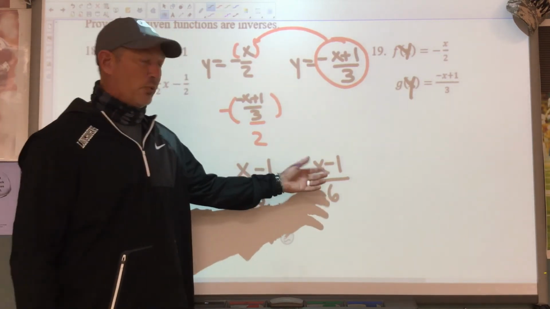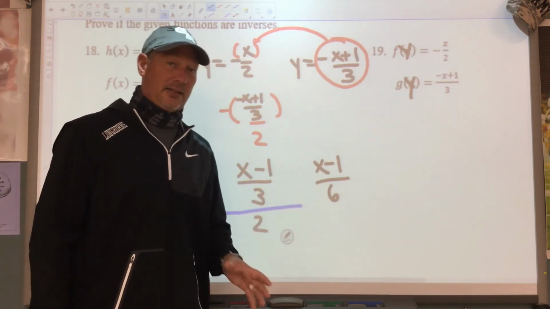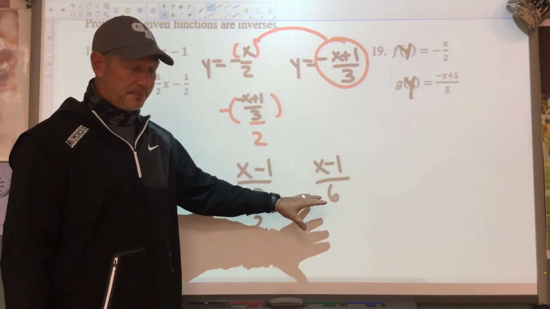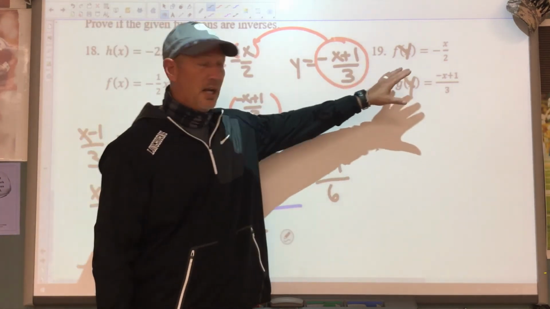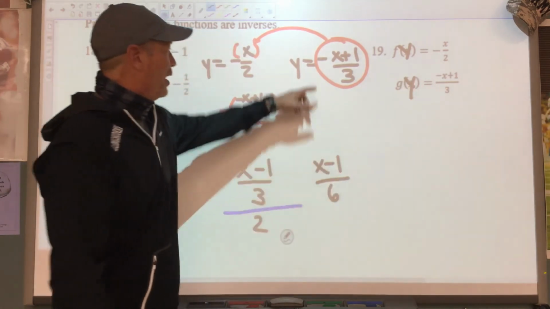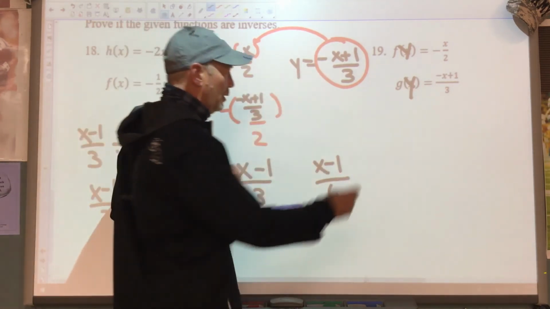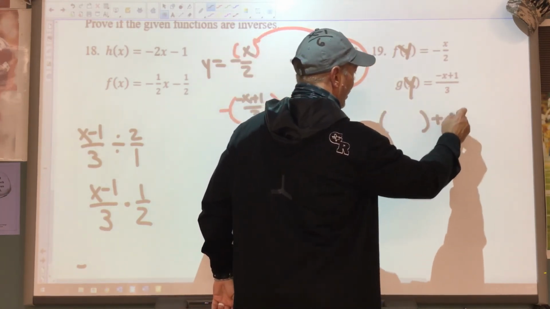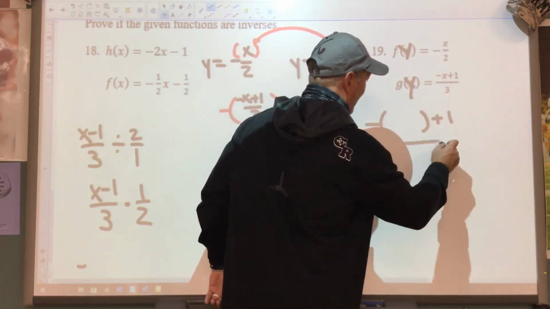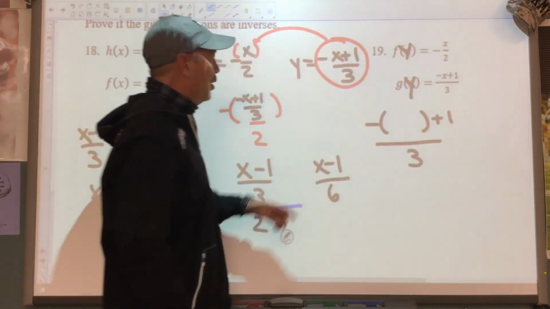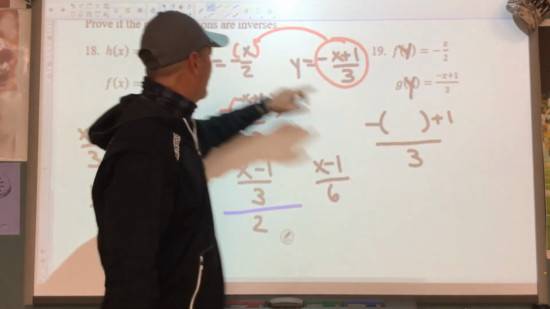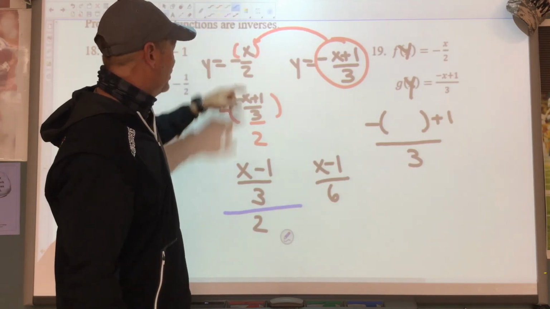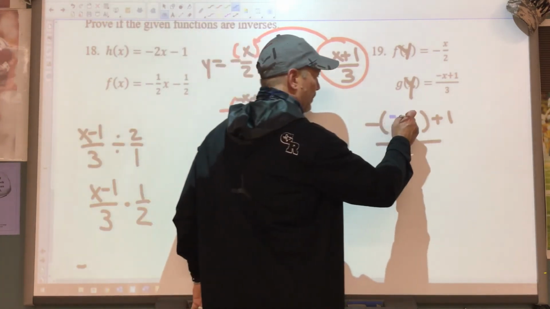Do you think that's going to reduce down just to the single letter x? No. This is not good. This does not look good. But we're going to work the other half just to make sure. So the other half says the opposite of somebody plus 1 divided by 3. Who are we going to put in this parentheses? We're going to put this right here. We're going to substitute in the negative x over 2.